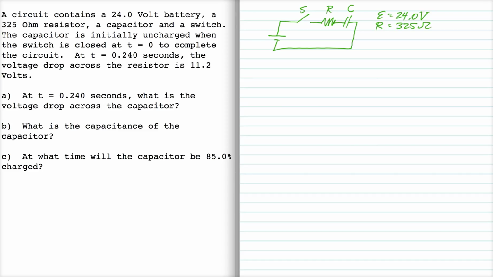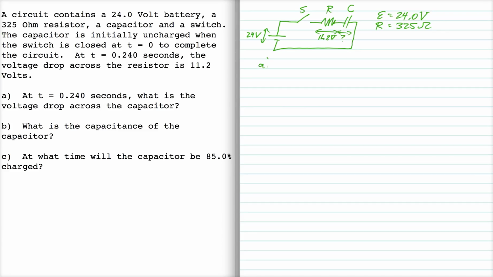Alright. And then we're told that at t equals 0.24 seconds, the voltage drop across the resistor is 11.2 volts. Okay, so where this is 24 volts. Alright, so what's the voltage drop across the capacitor at that time?